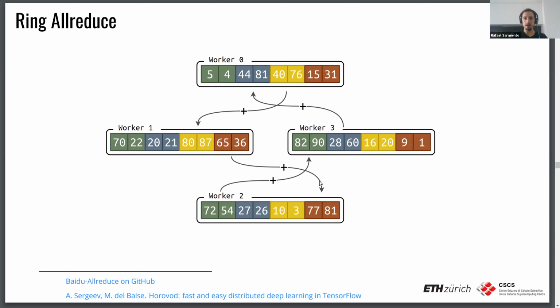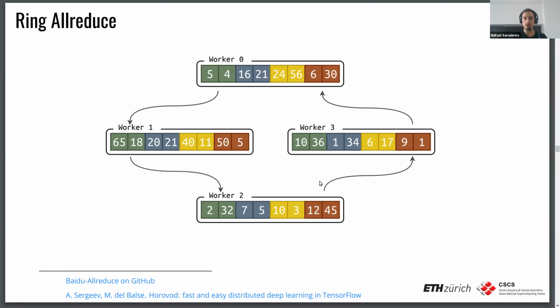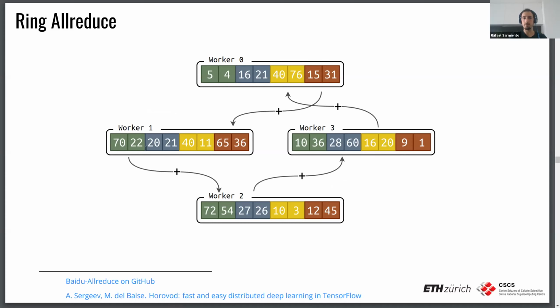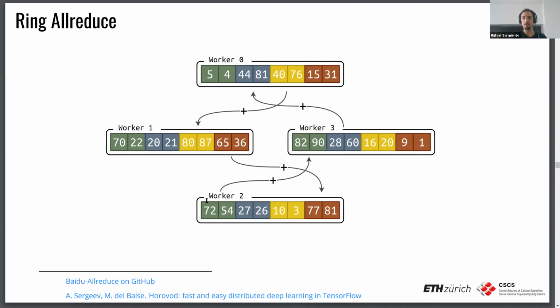Now if we go back to the initial step and look at the green chunk: in the first step it came here, in the second step it came here, and in the third step it came here. The same thing happened with all of the colors, all of the chunks. So at this point, all the sums are already computed.